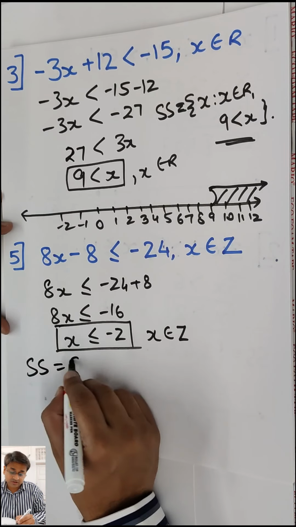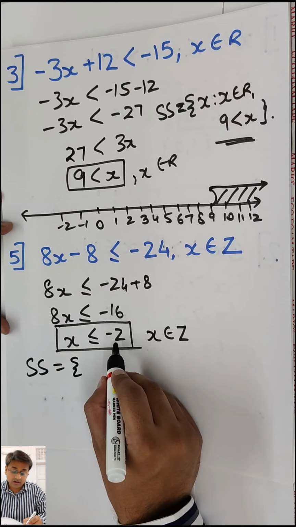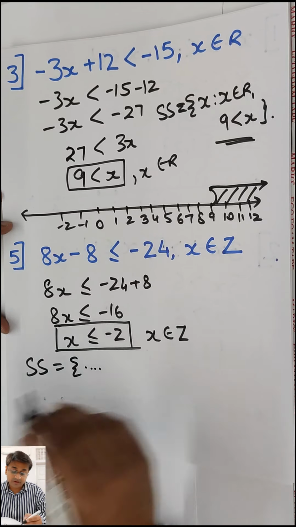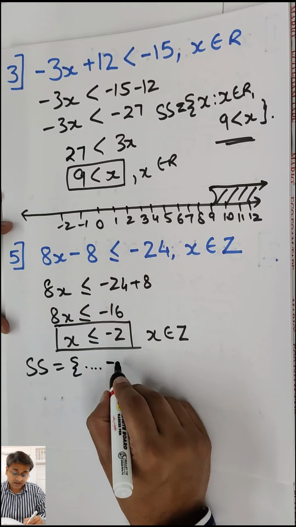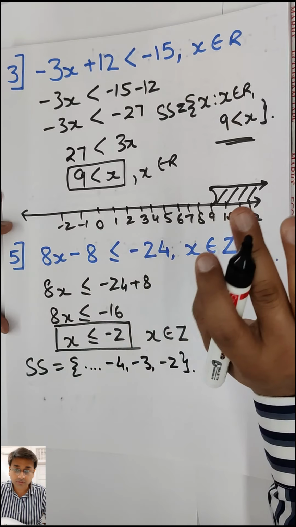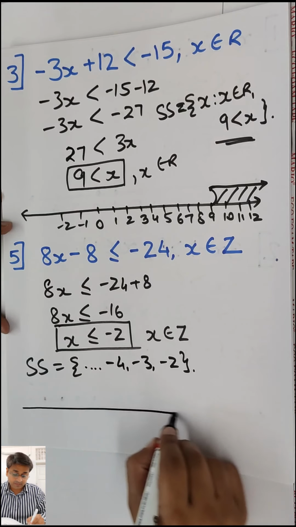So what is my solution set going to be? x is smaller than minus 2 or equal to. So it's going to be from infinity, minus 4, minus 3, include minus 2. That's it, not beyond that. So how is the number line going to look like?